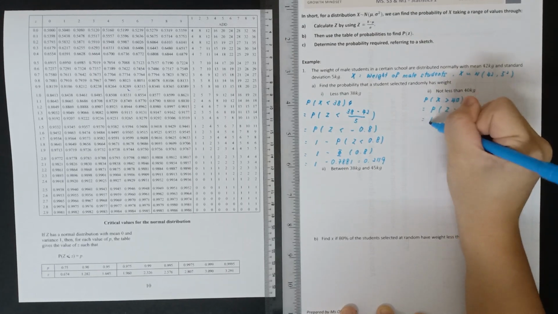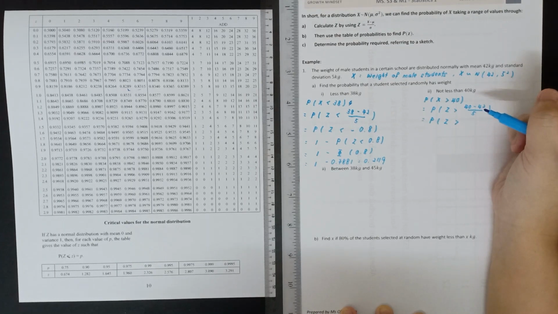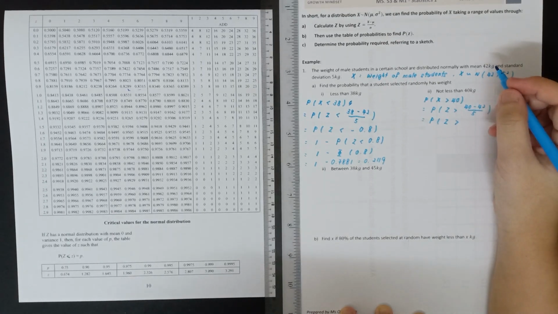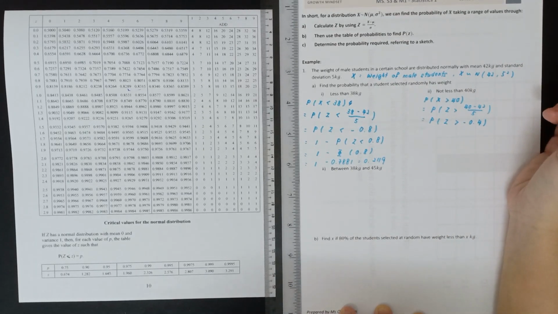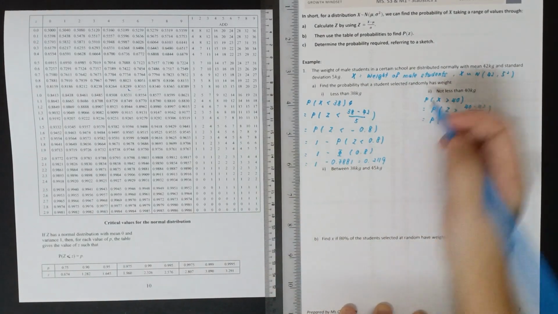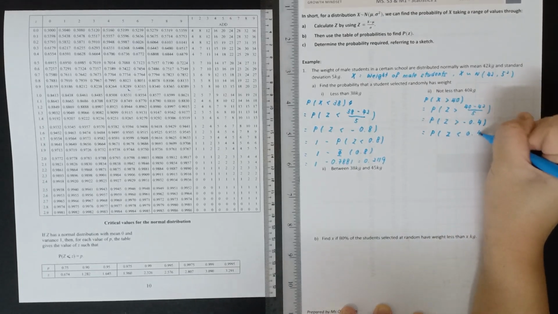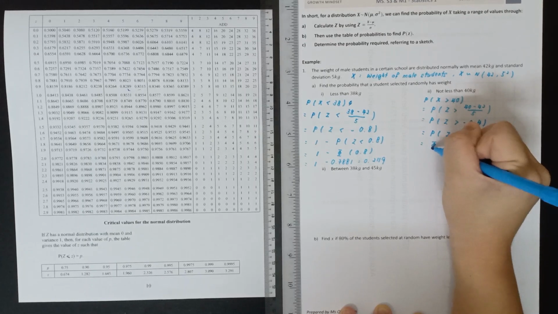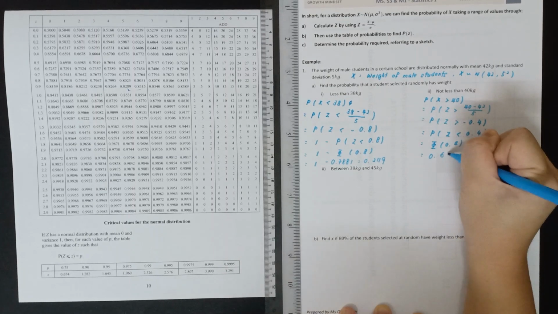So it will be equal to the probability z greater than 40 minus 42, then divide by 5, I'm going to get negative 0.4. Okay, so for the probability z greater than negative 0.4, you are going to do reflection, then it becomes less than already. So probability z less than 0.4. Now you can change it into phi. So phi of 0.4 will give you an answer of 0.6554.